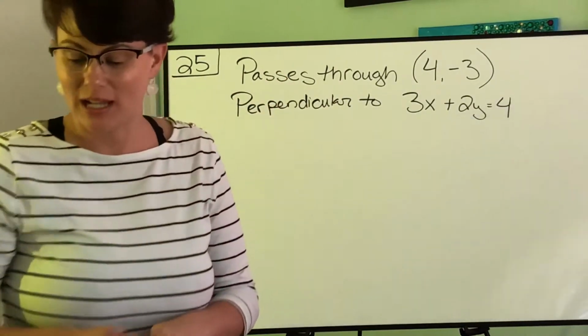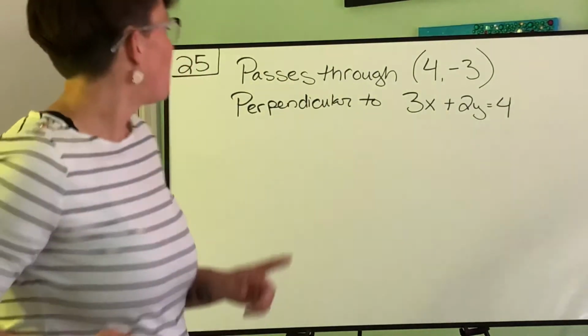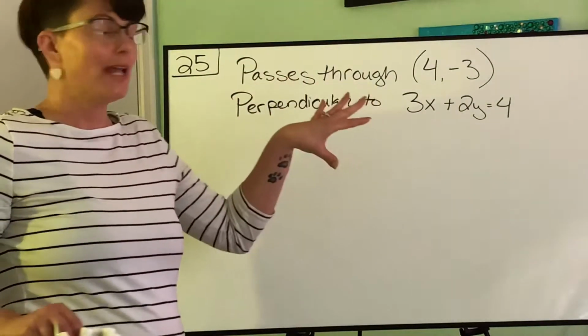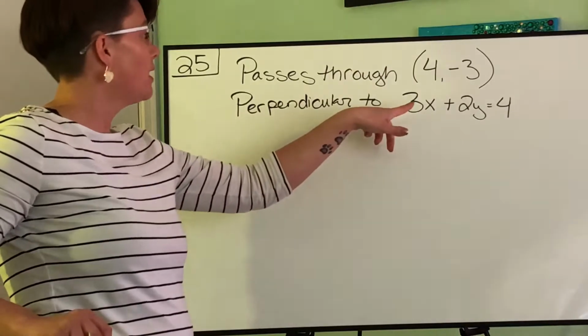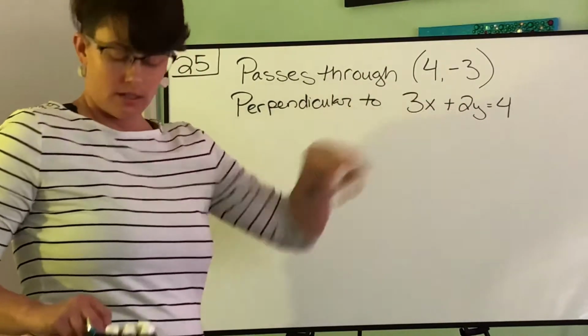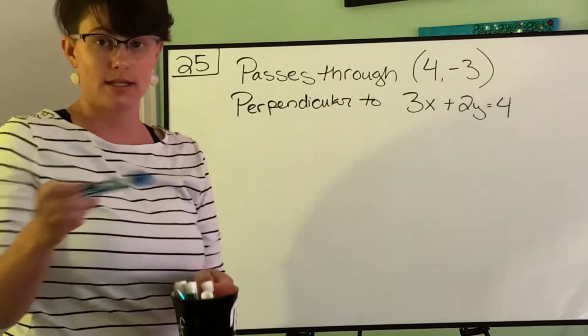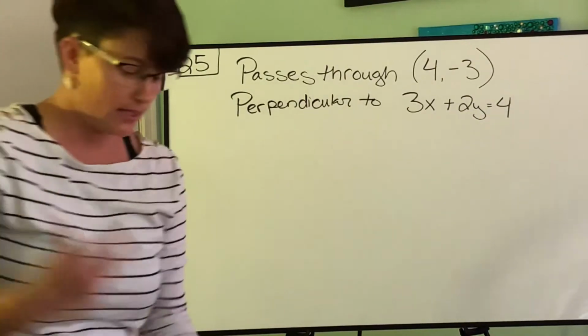Summer review packet for calculus. In this problem, we need to write the equation of a line. It has to pass through the point (4, -3), and it has to be perpendicular to this equation here. And so it's a 3-step process that I think is the easiest to use.